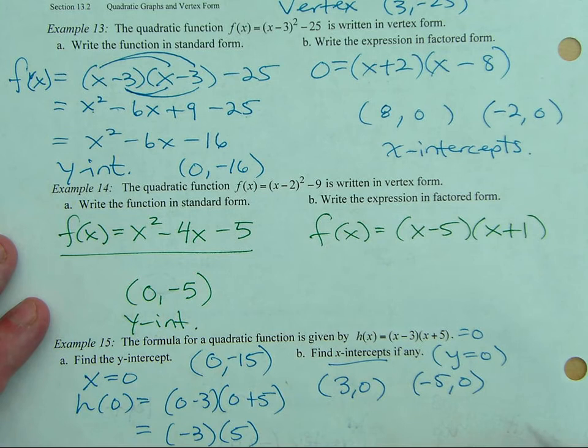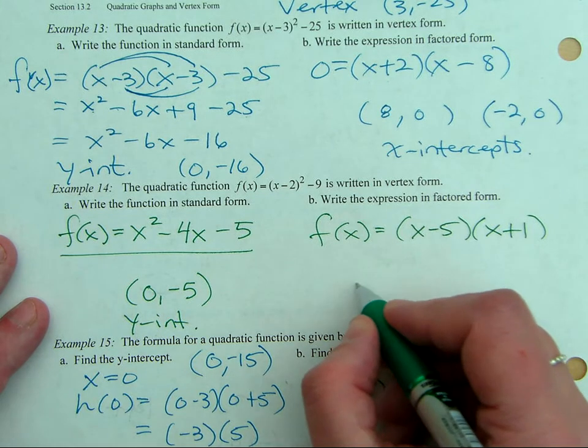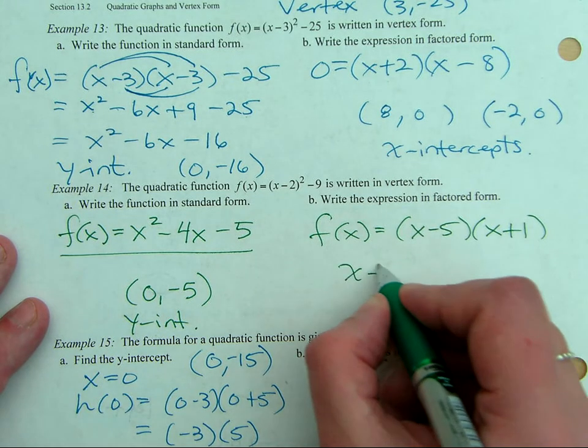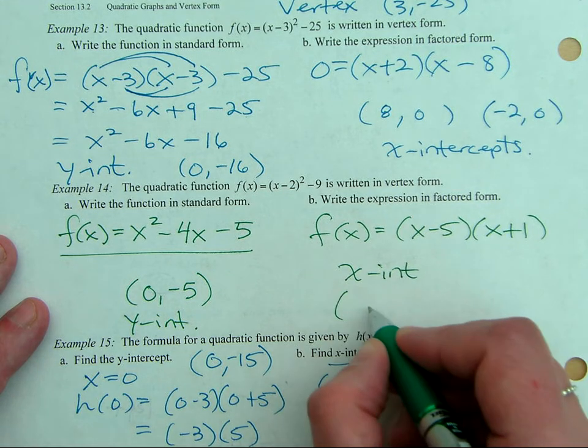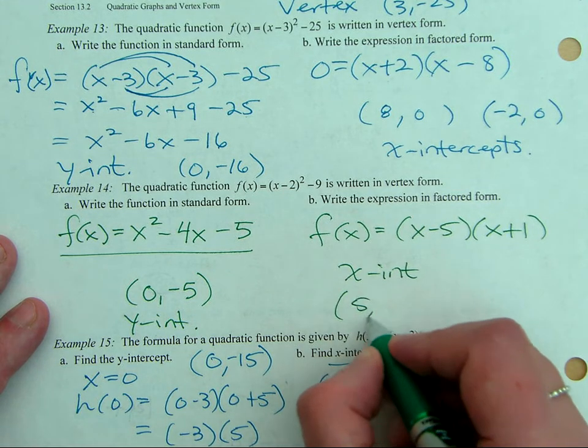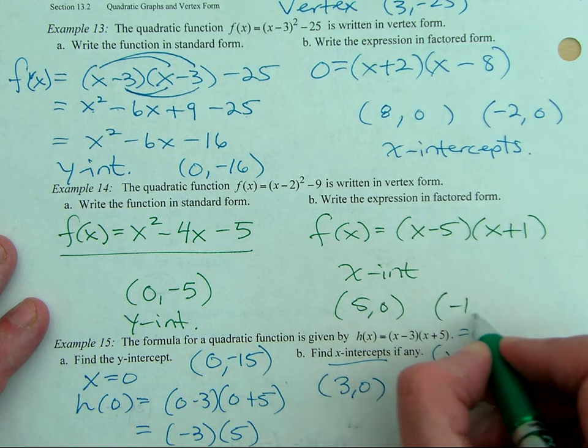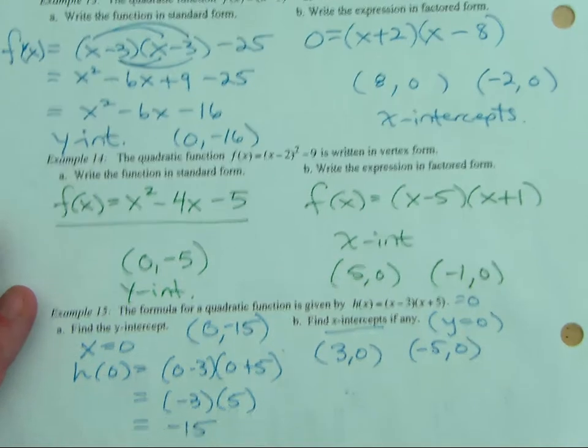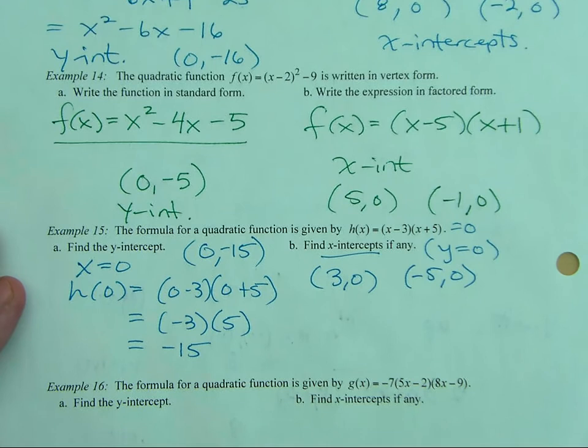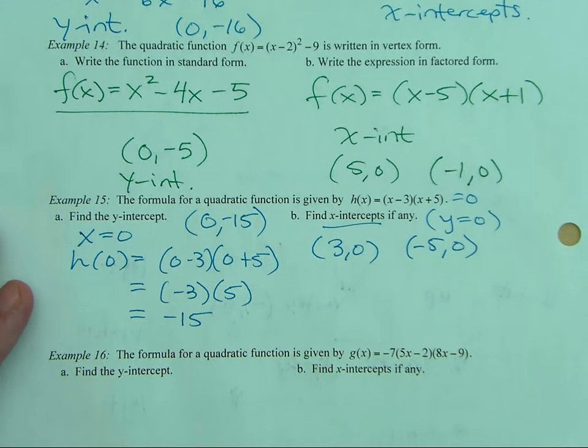Ah, very good. And what are the x-intercepts then? There you go. X-intercepts. You have two x-intercepts. That's your y-intercept. That's why we care about factored form. That's why we care about standard form.